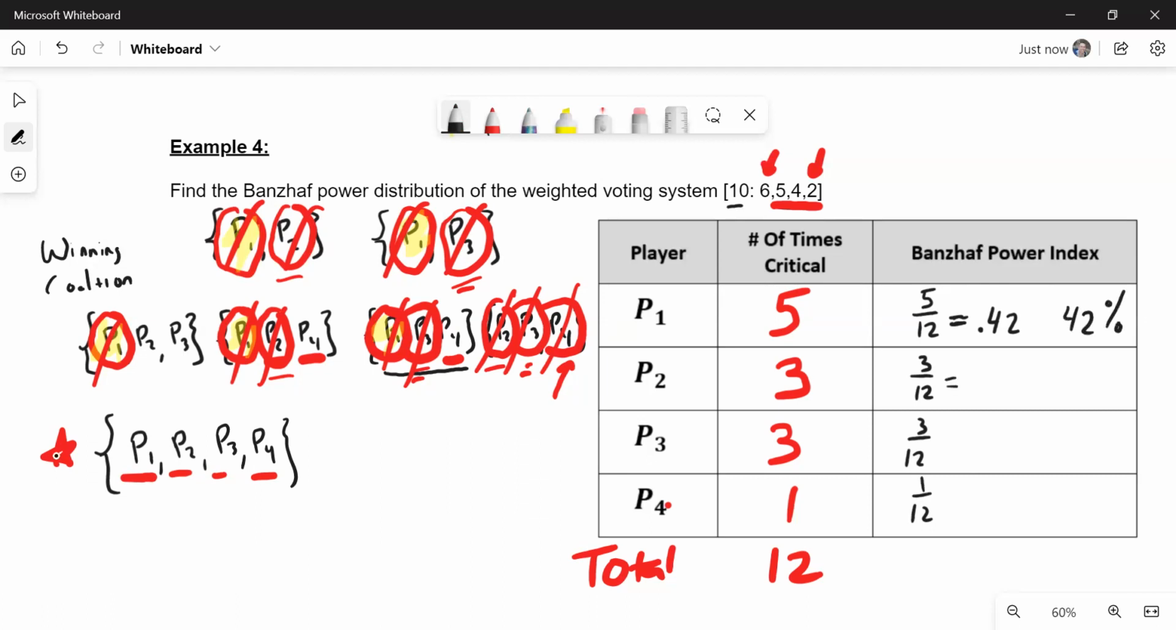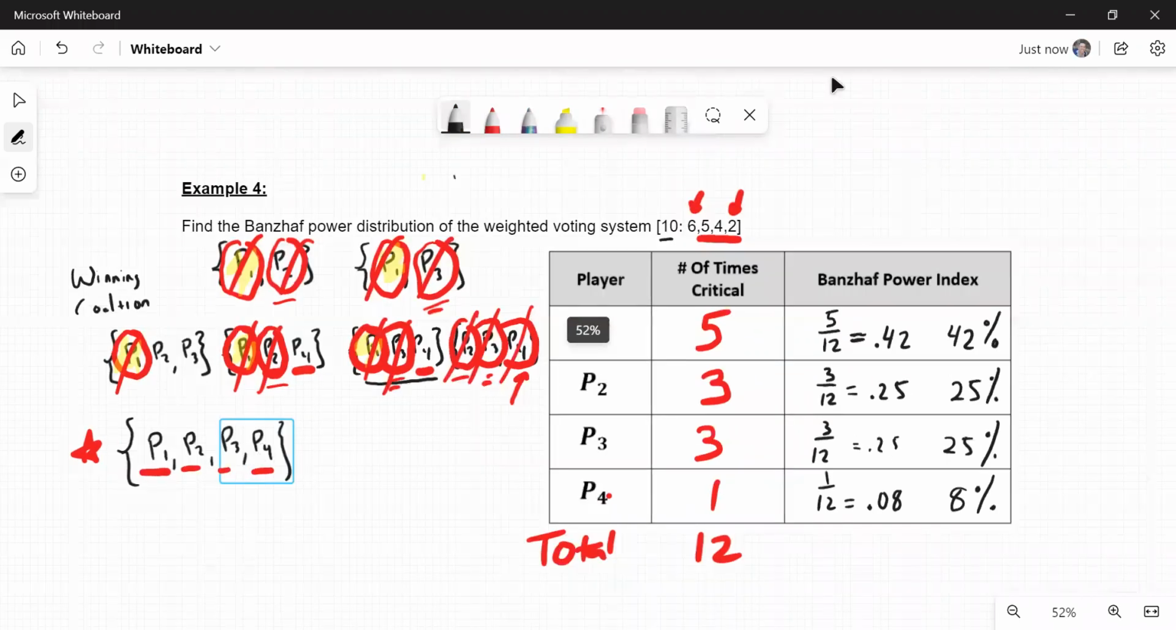All right. 3 out of 12 is a nice number. It's exactly 0.25, 25%. This one is the same thing. It's 25%. And the last one, you need to do 1 divided by 12. You're going to get an ugly decimal, 0.083333 forever. It's about 0.08 rounded off. So we'll say they have 8% of the power. And that gives you an idea of how to calculate the Banzhaf power index.